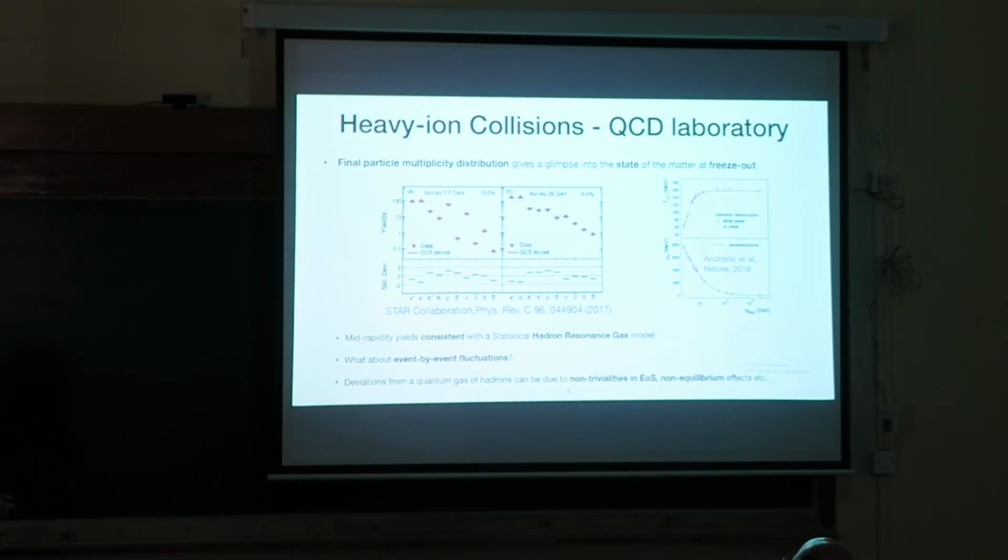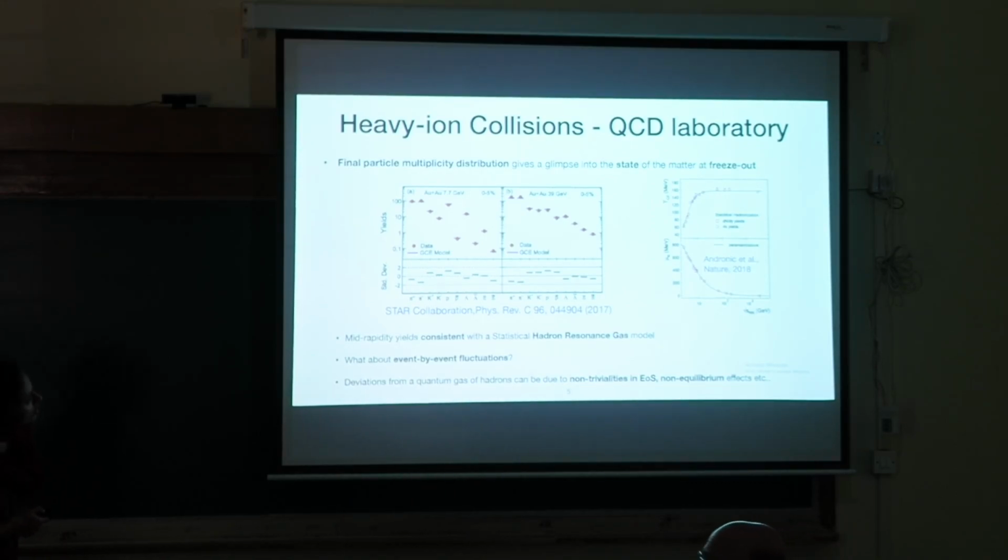We can also say that there is one particular temperature and chemical potential describing the yields of each of these particles, from pions to higher mass hadrons. But now the question that we can ask is, what about the event by event fluctuations? Do they also agree with the equation of state as well as we see here?